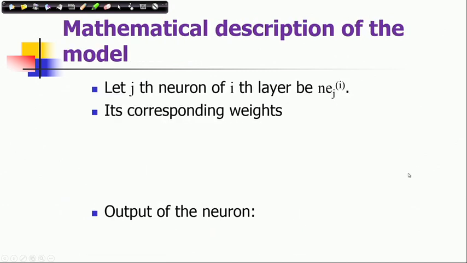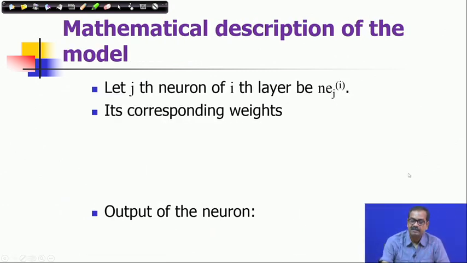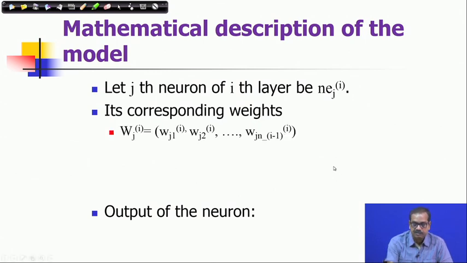We will be concentrating on a particular neuron of a particular layer, which means let us consider the jth neuron of the ith layer, and let me denote it by this symbol NEJI. To model this neuron, it has its input weights. Consider that a weight is a vector, as it is connected to the output of all the neurons of the previous layer, and if I consider that the number of outputs is n_{i-1}, where n_{i-1} is the number of neurons at the (i-1)th layer.